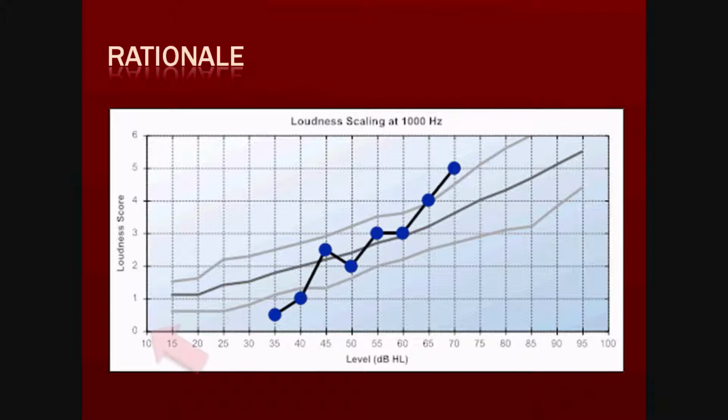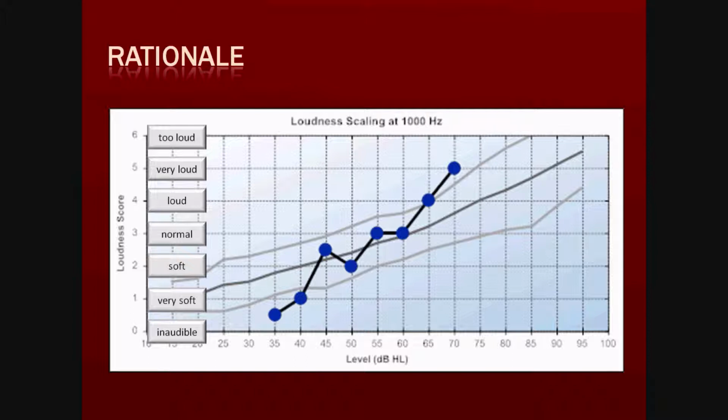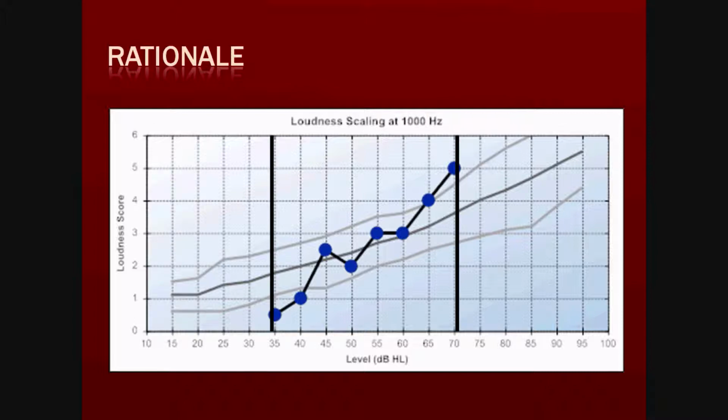The listener should scale the perceived loudness, on a scale ranging from 0 to 6, corresponding to inaudible, very soft, soft, normal, loud, very loud, and too loud. This is represented on the vertical axis. The individual listener does not receive the entire range from 10 to 100 decibels, but only the intensities between the lower and the upper fences, which are set during the training session.